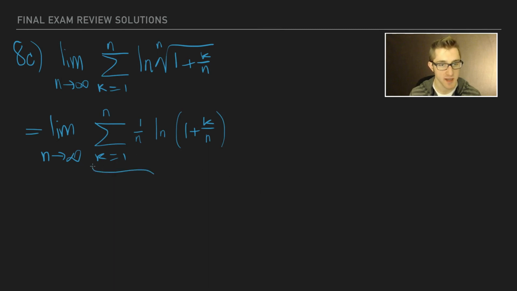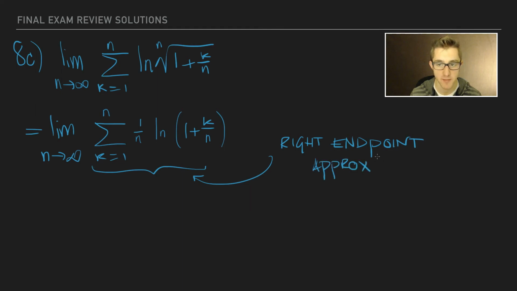Next, you stare at this piece for long enough and you realize that it's a right-hand approximation, or right endpoint approximation to an integral. So going all the way back to the beginning of the course when we were talking about Riemann sums, we had a formula that looked like this. We had delta x, which was b minus a over n, multiplied by a function evaluated at a plus k times delta x.